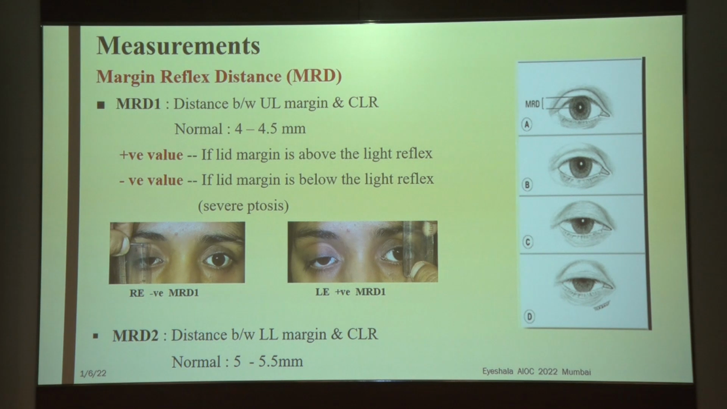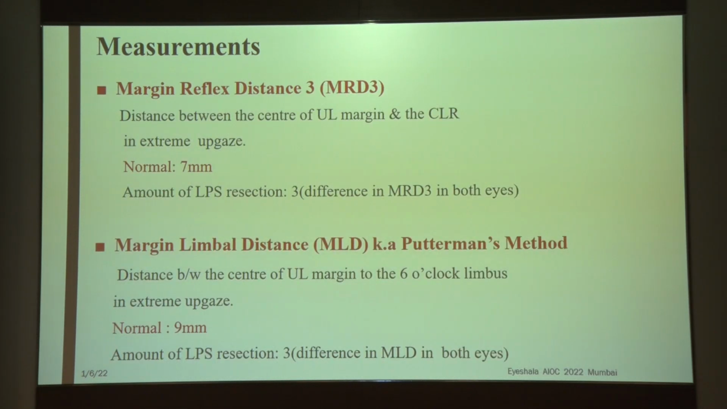As you can see in the picture, one is negative because the reflex is not visible, and in the other you can see the reflex, so that gives you a positive. And then MRD2 has its own significance because it is the distance between the lower lid margin and the corneal light reflex. Sometimes the lower lid may show retraction, and that is where the MRD2 role comes into play. I'll show you. Now, these are theoretical points.